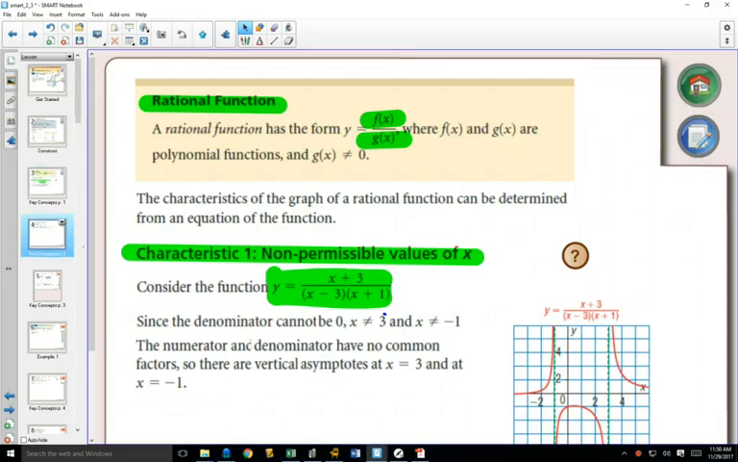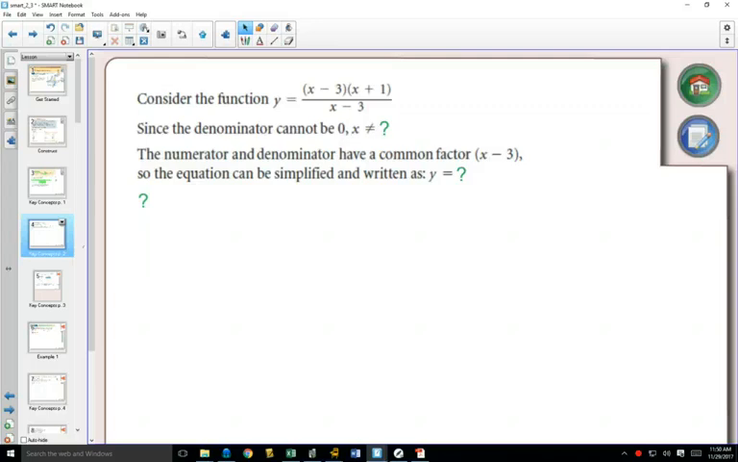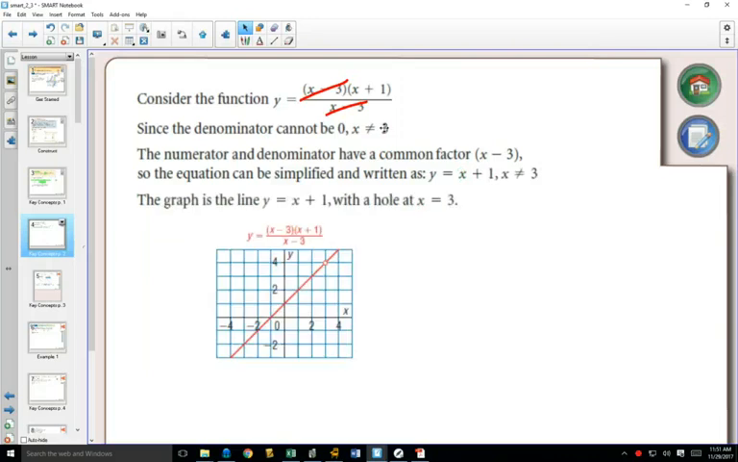However, if you have an example where we still have a non-permissible value of 3, but in this example those factors are identical and they simplify, anytime things simplify, you get a hole in your graph. To figure out the coordinates of that hole, after you simplify, this equation just became x plus 1. So if you want to find out what the coordinates are going to be, you think of that line, x plus 1. If I plugged in 3, the y value would be 4, and so my hole is going to be at 3, 4.